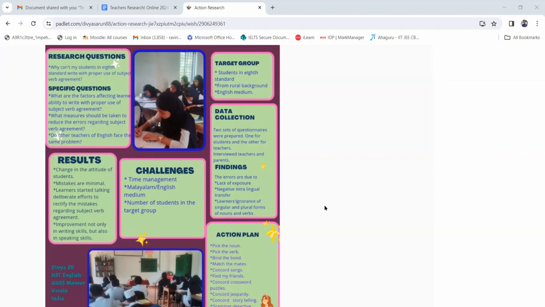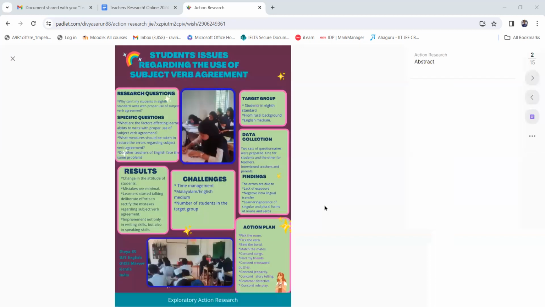Then some challenges arose, and these challenges were time management, because it was very difficult to manage the time, as many things were going on at the school and exams were going on. Then there was an issue of which students should be selected, Malayalam medium or English medium, and the number of students. My target group was actually a very small one, but in order to manage the time and everything, I had to conduct the action research in the whole classroom as a group.